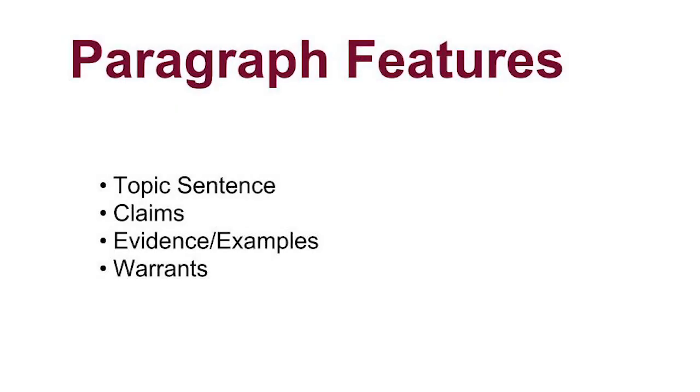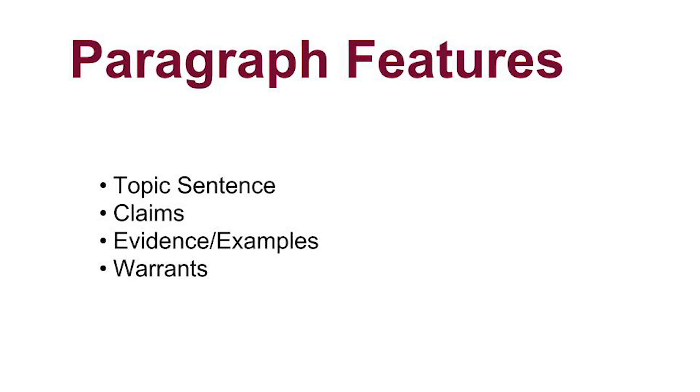In a given paragraph, generally speaking, we're going to have a number of features, including a topic sentence. The first sentence of a paragraph should give your readers a sense of what that paragraph is about or what it's going to do. Claims. Within a paragraph, you're likely going to make specific claims or assertions. In short paragraphs, topic sentences will often be claims. Evidence or examples. To help make your assertions more understandable and believable to your readers, you'll want to provide evidence or examples. And warrants. These are connections between your evidence or examples and the claims they are meant to support or demonstrate.